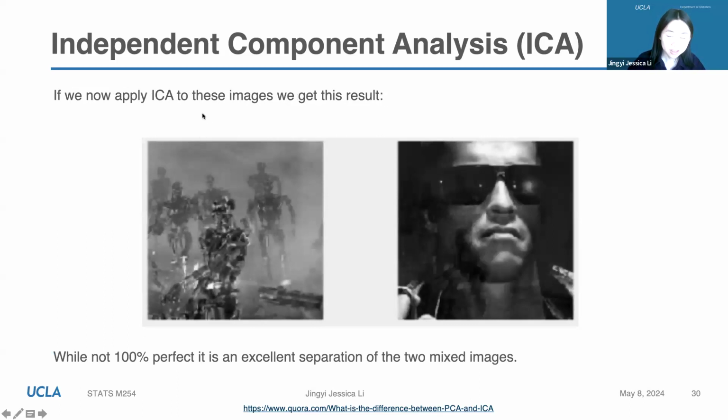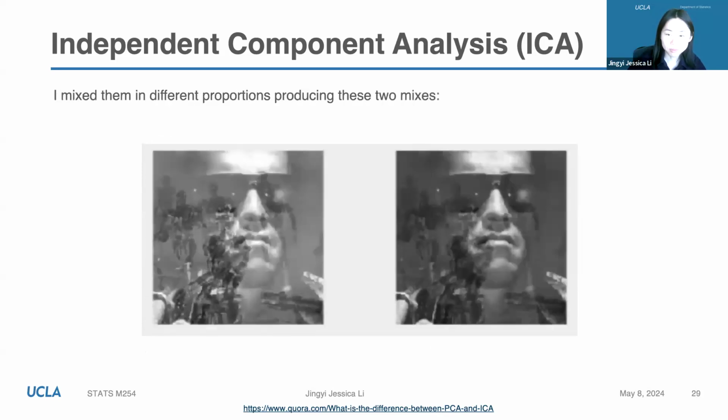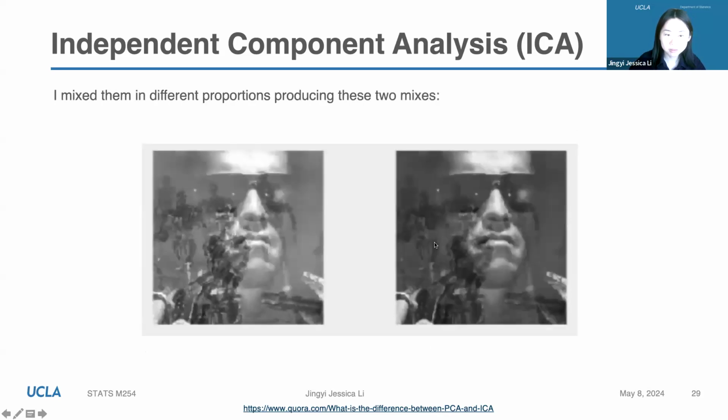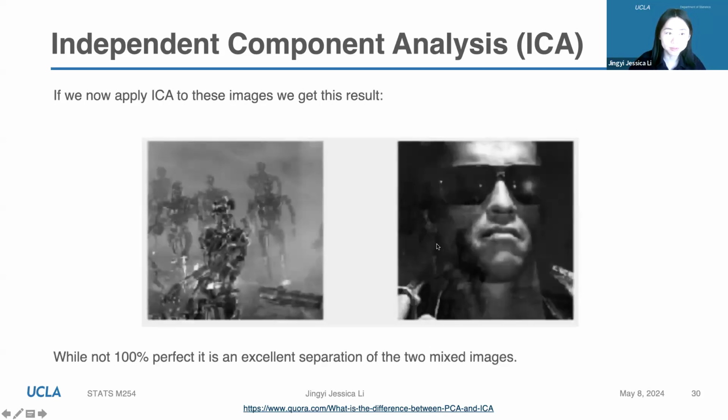Okay, so this is the ICA result. From this Quora post, you see that it's not 100% perfect, but it's a very good separation of the two mixed images into the original ones, right? So this is the ICA result from these two, while this is the original one. You see the ICA result is pretty close to the original one.